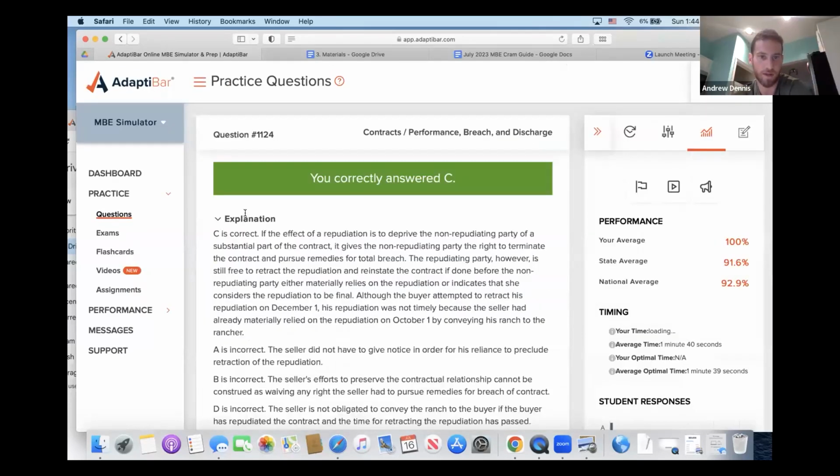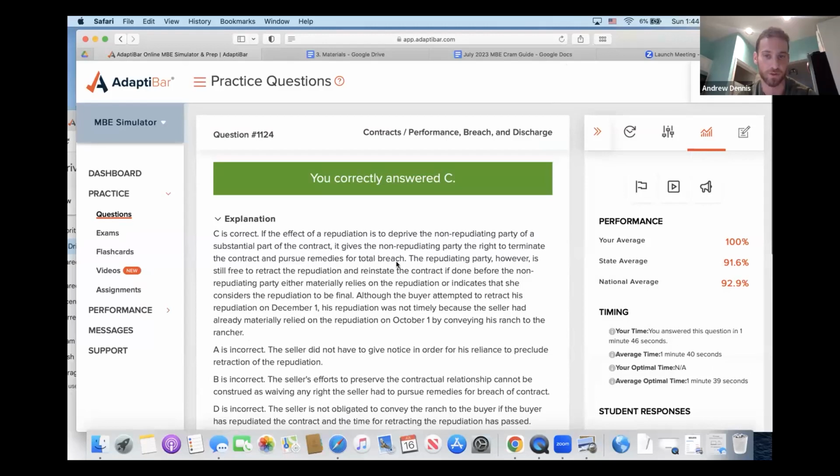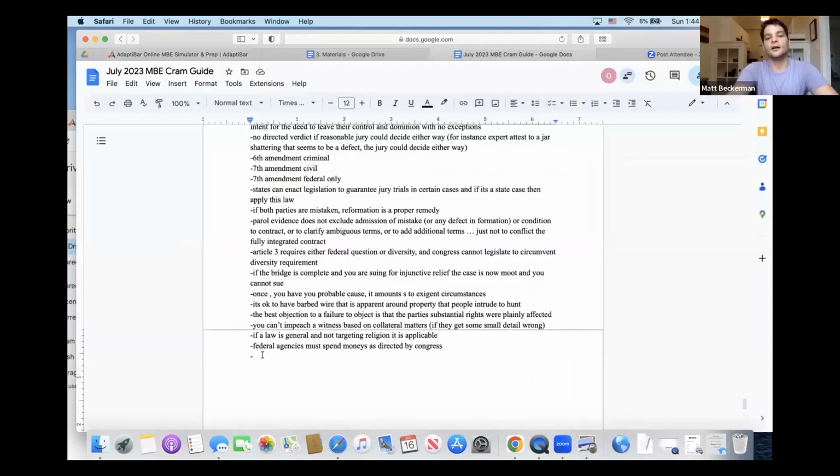If the repudiation deprives the non-repudiating party of a substantial part of the contract, it gives the non-repudiating party the right to terminate the contract and pursue remedies for total breach. The repudiating party, however, is still free to retract the repudiation and reinstate the contract before the non-repudiating party either materially relies on the repudiation or indicates that she considers the repudiation to be final. Although the buyer attempted to retract her repudiation on December 1st, it was not timely because the seller had already materially relied on it. But you know, the seller did not consider it to be final because she said, "Please change your mind."